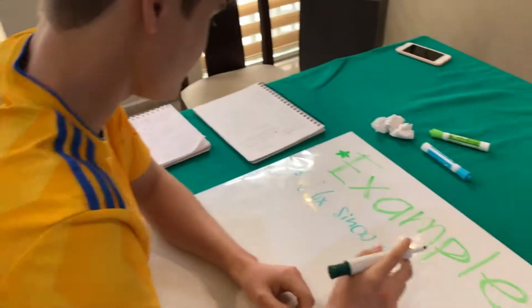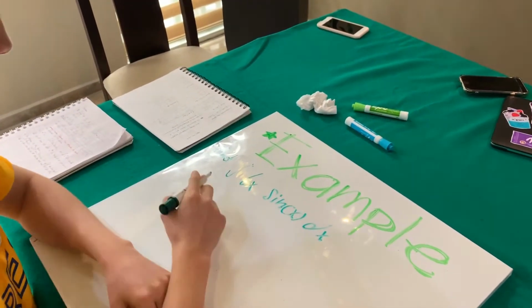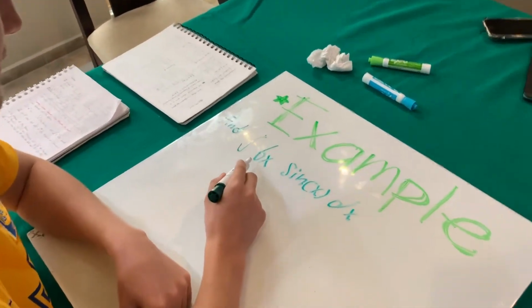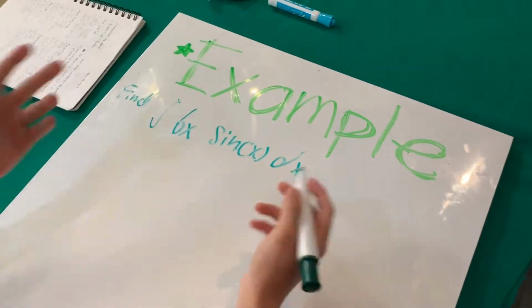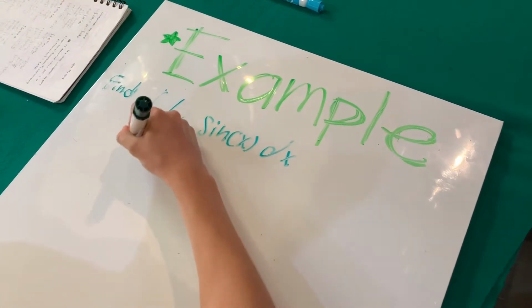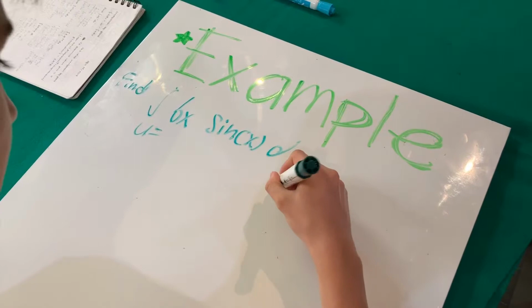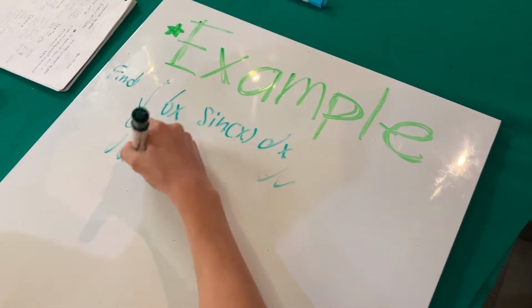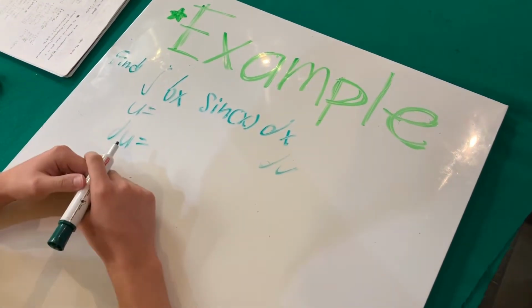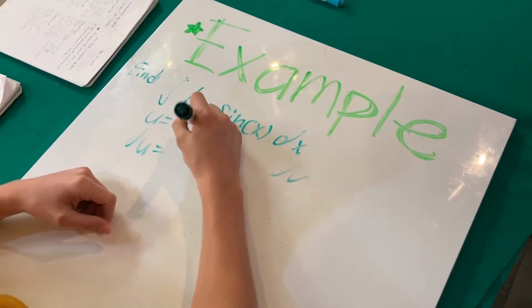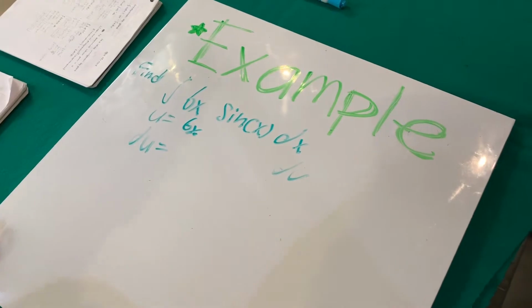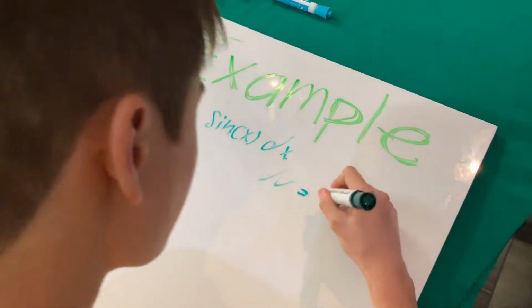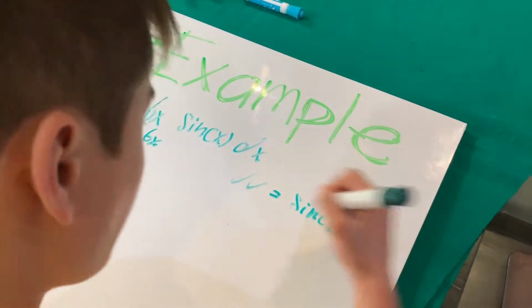Now we will proceed with our first example for integration by parts. The first example is to find the integral of 6x sine x. So first, we need to state our values. We're going according to LATE, and our u will be 6x, and our dv will be sine of x. I forgot the v.